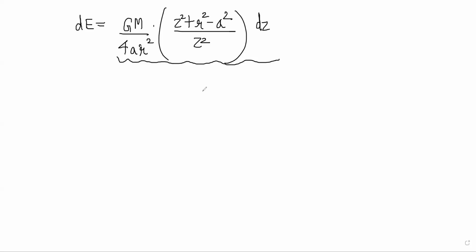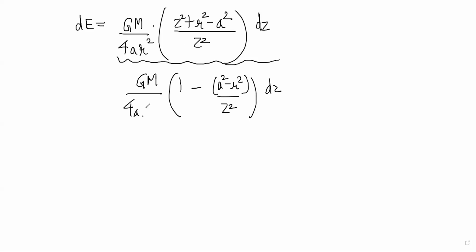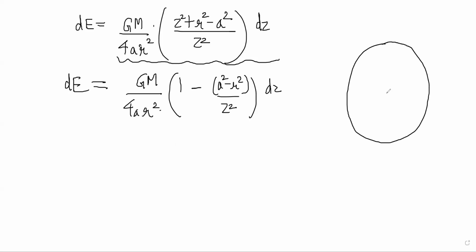This is the expression. You can write it as 1 minus a square minus r square by z square, dz, and you have gm by 4ar square. This is due to a spherical shell. The point was outside here. This distance was r, this distance was z, this distance was a.